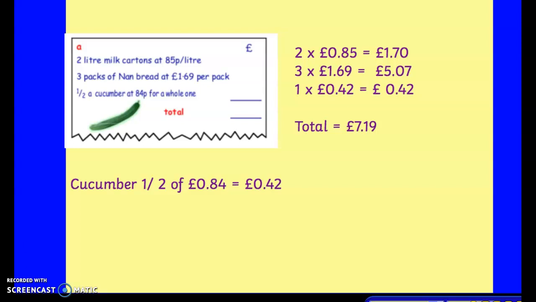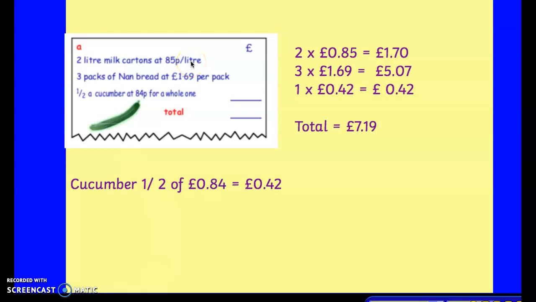It's causing a bit of confusion. We're going to look at question number 3A and hopefully that will make sense for everything else. As you can see here, we've got our price list, our shopping list. So we've got 2 litres of milk at 85 pence per litre.